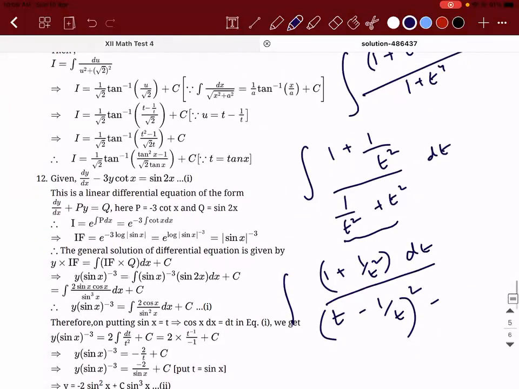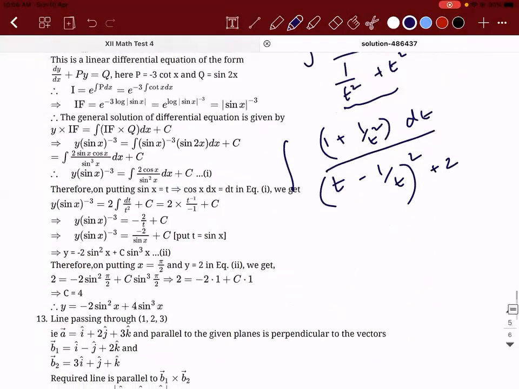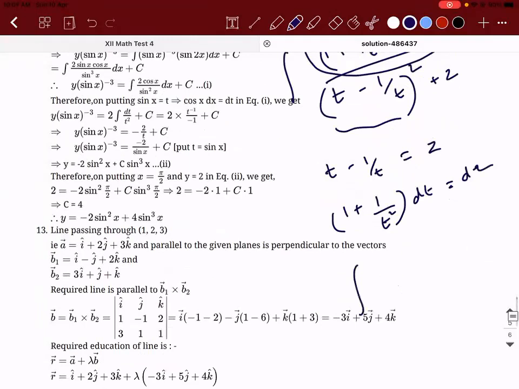what are you going to get, t square? So you will get plus 2 by completing the square method. Now it is simple, guys. I take t minus 1 by t as some y, or I'll say some z for that matter. So 1 plus 1 by t square dt will be equal to dz. So numerator is sorted. So the whole question changes to dz divided by z square plus 2.